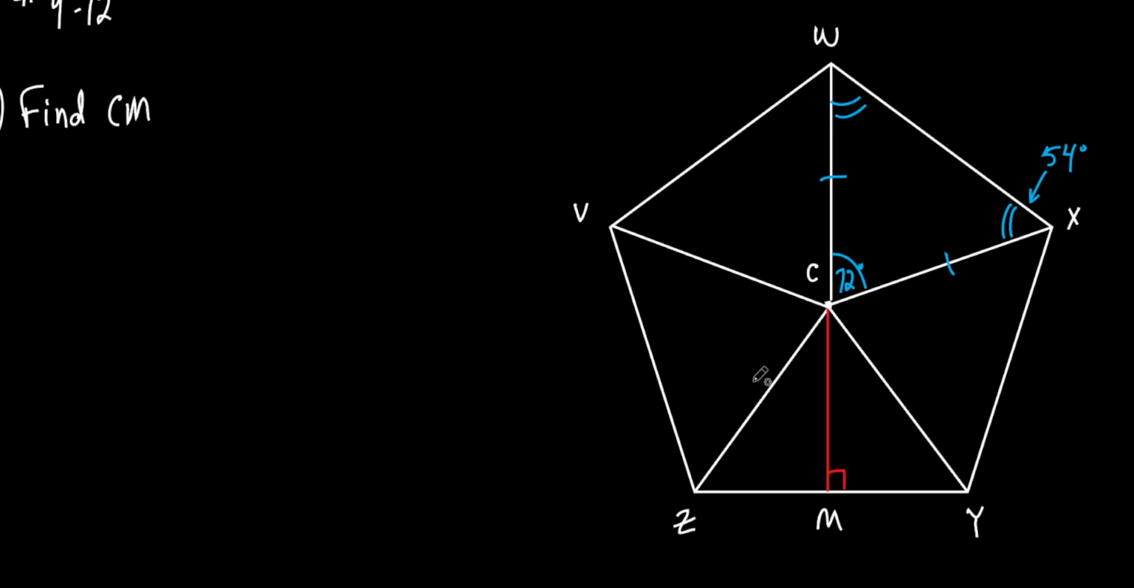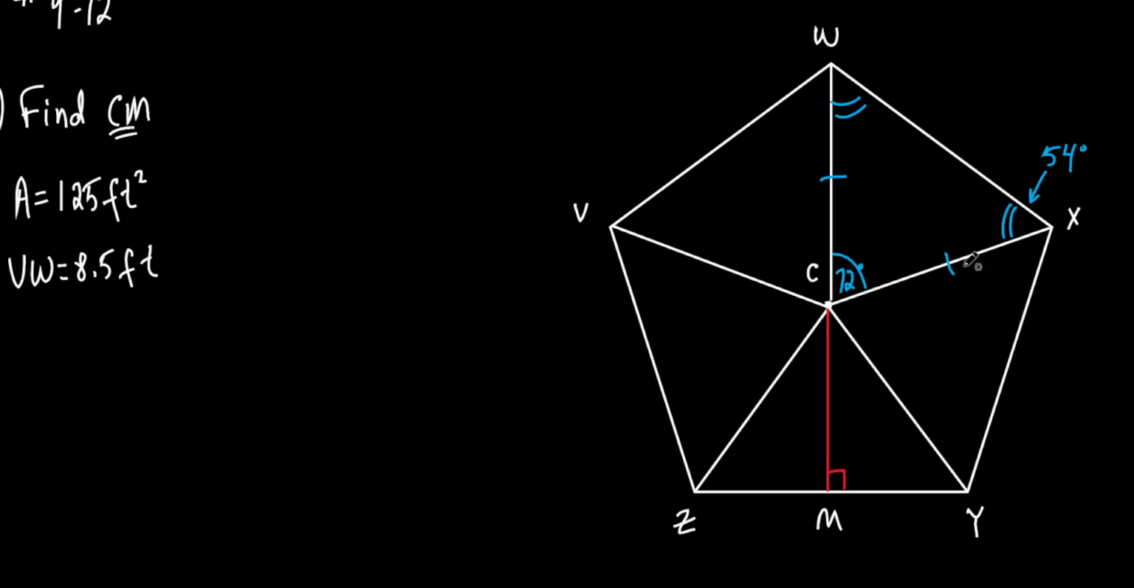Let's see. Find CM if the pentagon's area is 125 square feet. So they actually tell you the area this time. They don't ask for the area, they give you the area. And it's 125 square feet. And they tell you VW. All right, so VW, that's one of the sides. It's 8.5 feet. And they want you to find CM. Okay?